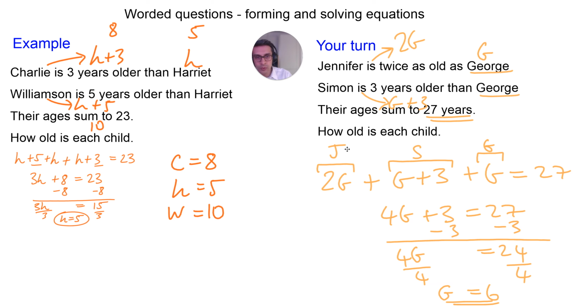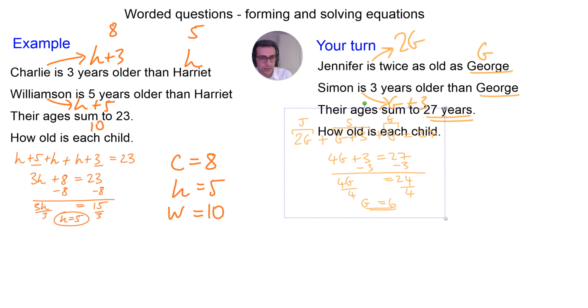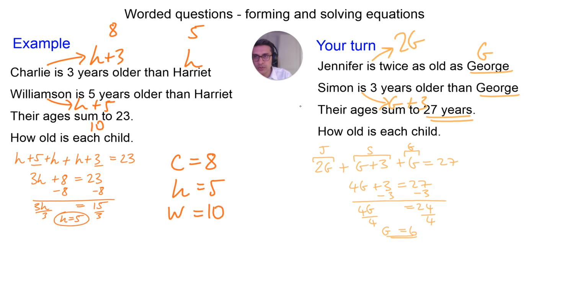So again, like before, we need to actually write this neatly to show the answer. The final answer is, the question is asking how old is each child. So in this case, we're going to write G. If we know that G is 6, then 2G is Jennifer, so that's J. 2 times 6 is 12, and then Simon S is 6 plus 3, which is 9. And that's it. Those are your answers. So you can see forming an equation, solving, and then working out using that information. Questions in context.